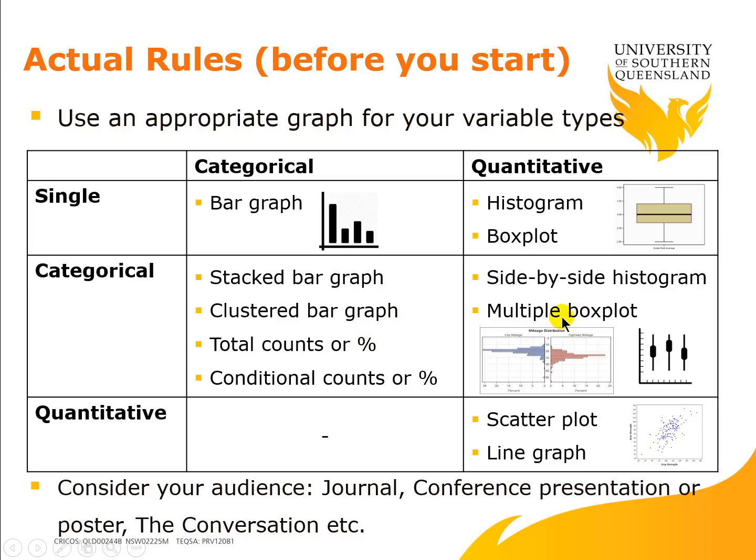Within each of those groups, there are options like box plots or histograms, etc. So you need to consider your audience. Are you preparing these results for a journal, for a conference presentation or a poster, or for, say, The Conversation, which is written for a more general audience rather than a scientific audience?